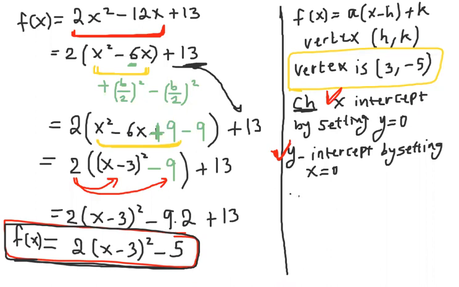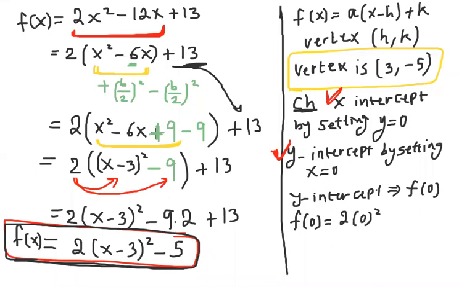So the y-intercept for my question is f of 0. So f of 0 is equal to 2 times 0 squared, minus 12 times 0, plus 13. So the answer is 13. f of 0 is equal to 13. And that is the answer for the y-intercept.